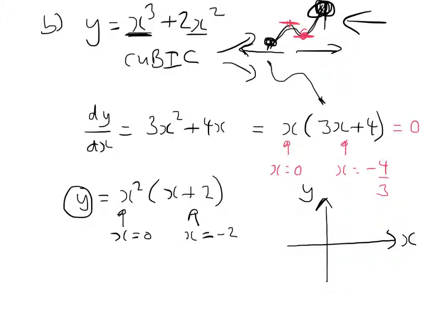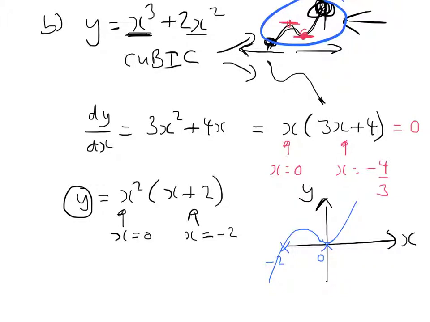So let's put that all together then on our sketch. We know that it will cut the x-axis at 0 and minus 2. It cuts the y-axis at 0, and we know that it's this general kind of shape that we had up here. So what we've got is a curve that goes up, comes down, and then goes back up again, like that.